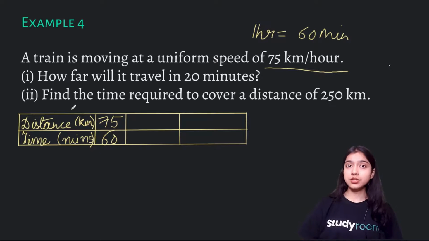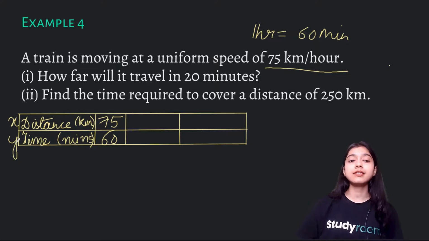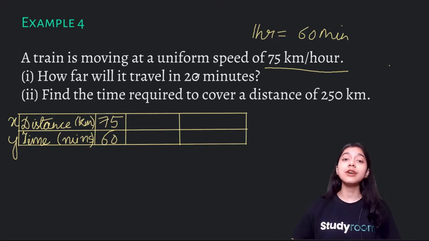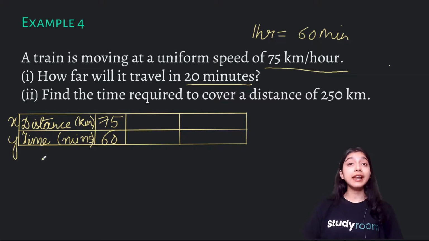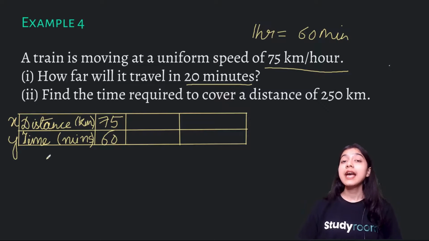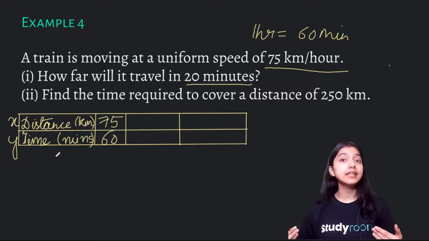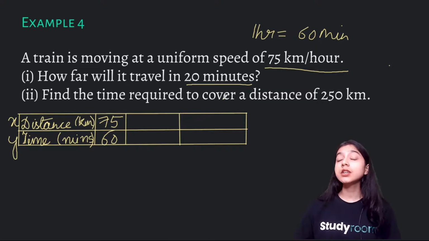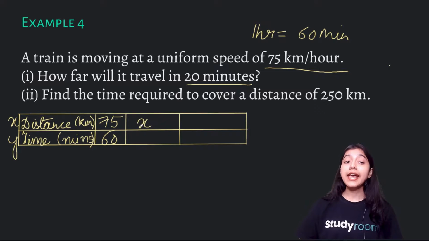So what I did is, I made this rectangular box and then wrote distance in kilometers and time in minutes. Because these are the two variables that have been given to us, let us name them x and y. Now, the question asked over here is, how far will it travel in 20 minutes? So we have to basically calculate the distance travelled in 20 minutes. Now, distance and time are in direct proportion, because as distance increases, time will also increase in the same proportion, given that the speed remains constant. So over here, what we have to calculate is the distance which is travelled in 20 minutes. Let us consider the distance travelled in 20 minutes as x, and the time over here is 20.